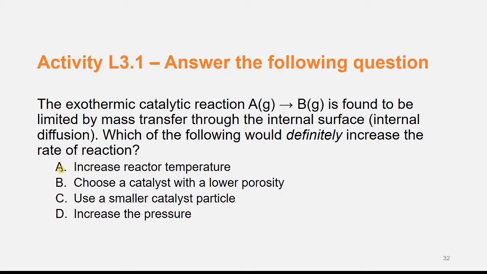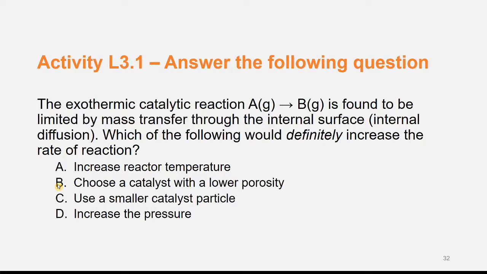So, looking at each option in order, for A, if we increase the reactor temperature, we will increase the rate of the surface reaction, but it will not make a difference to the overall rate because it is the diffusion that's controlling it.